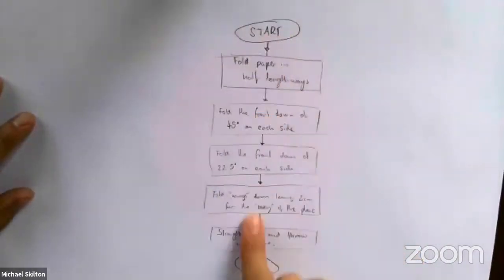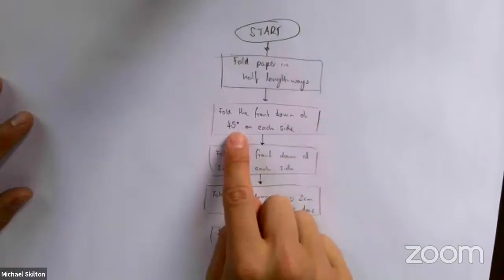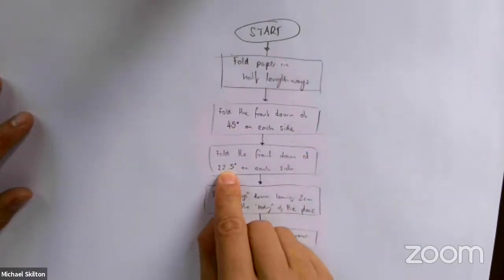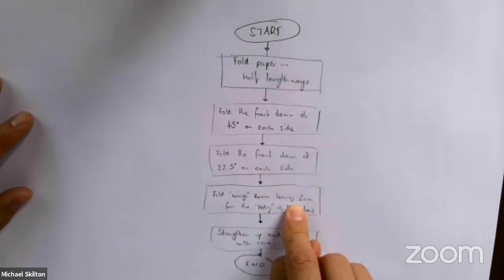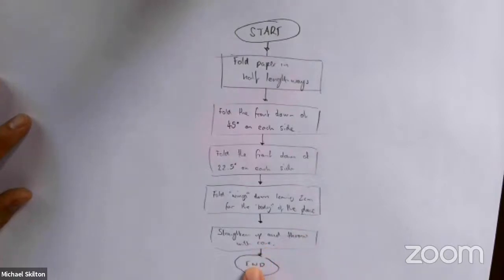So again, guys, I've just got a simple sequence of instructions here. Fold paper in half lengthways. Fold the front down at a 45-degree angle on each side. Fold the front down again at a 22.5-degree angle on each side. Fold the wings down, leaving 2 centimeters for the body of the plane, and then straighten up and throw with care.